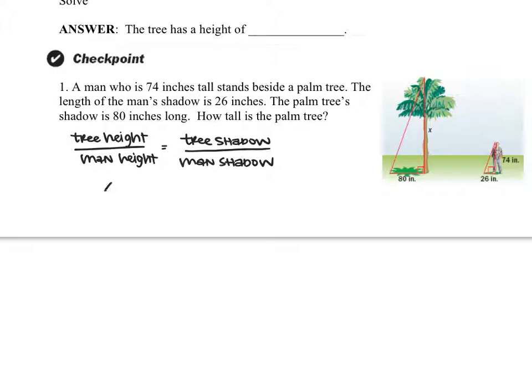So the tree's height is what I don't know, that's X. The man's height is 74 inches. The tree's shadow is 80 inches and the man's shadow is 26. You'll notice again, I'm just using this idea of corresponding sides here. So I'm matching up the heights and the shadows because they correspond. And now I can use cross products to solve this. So I have 26 times X equals 80 times 74.